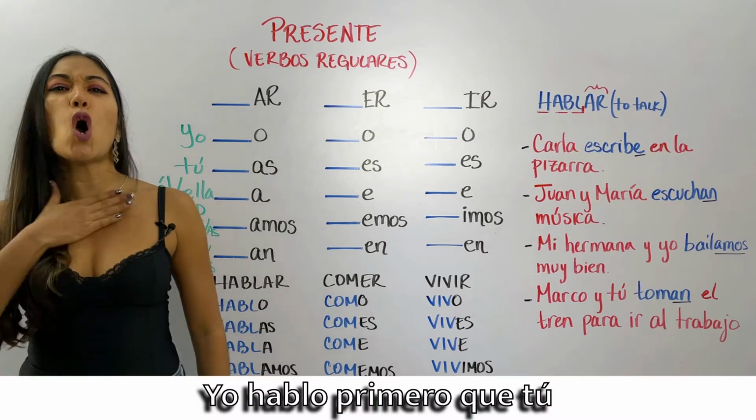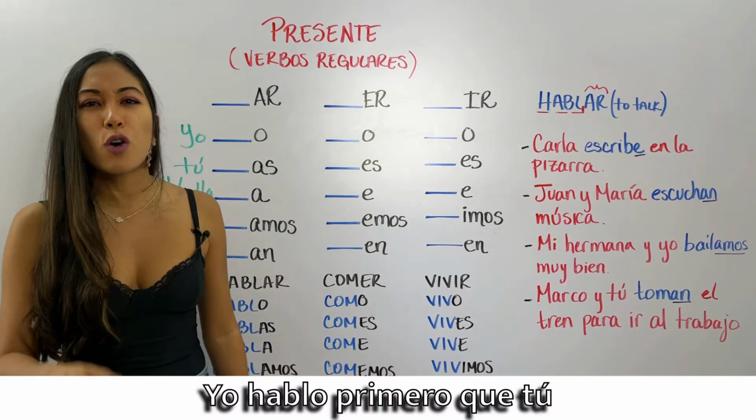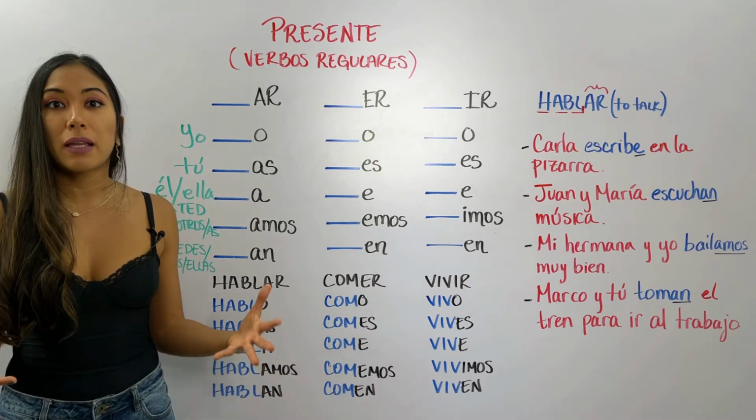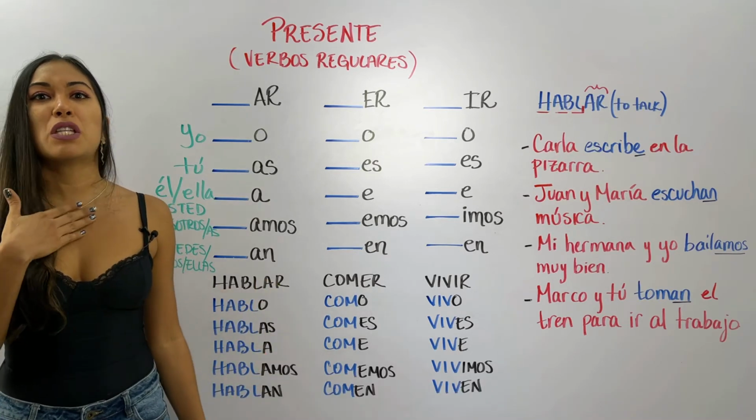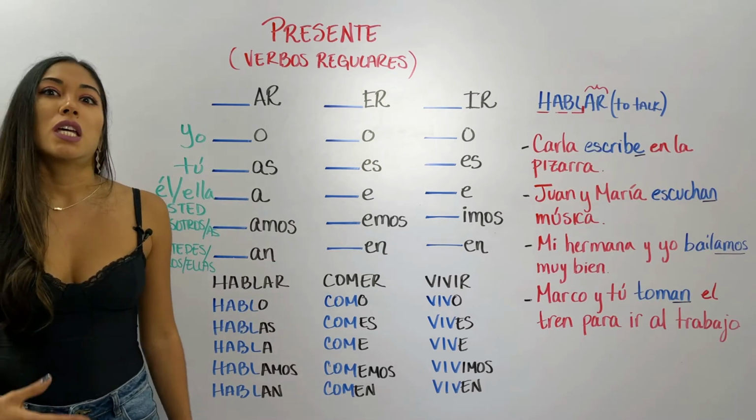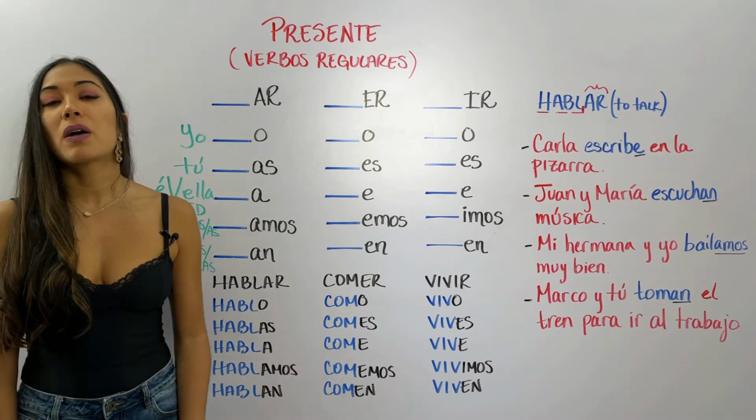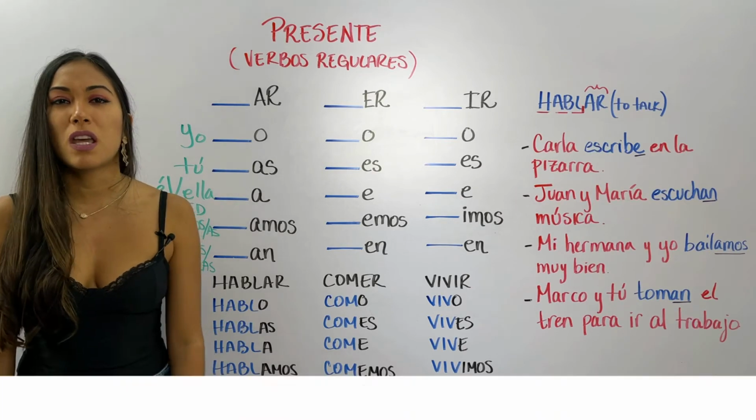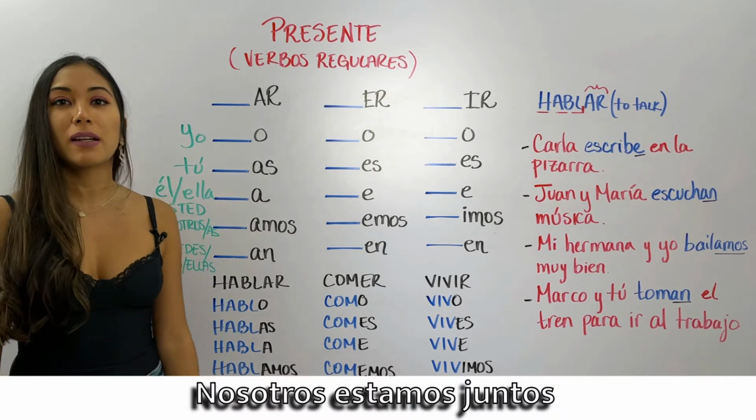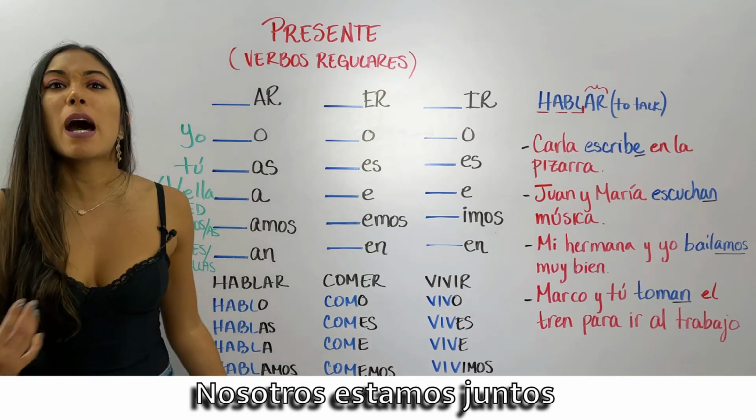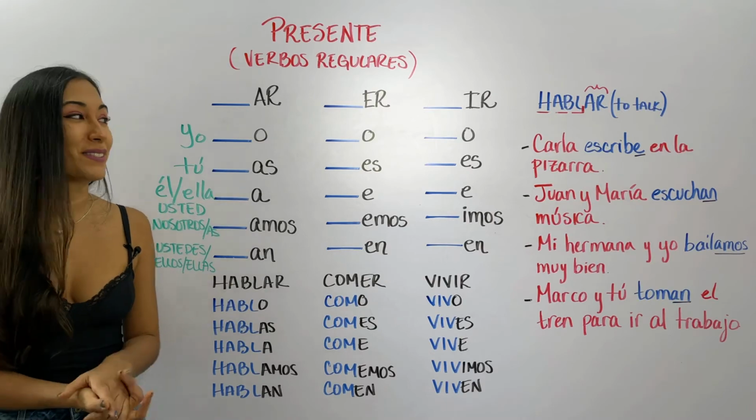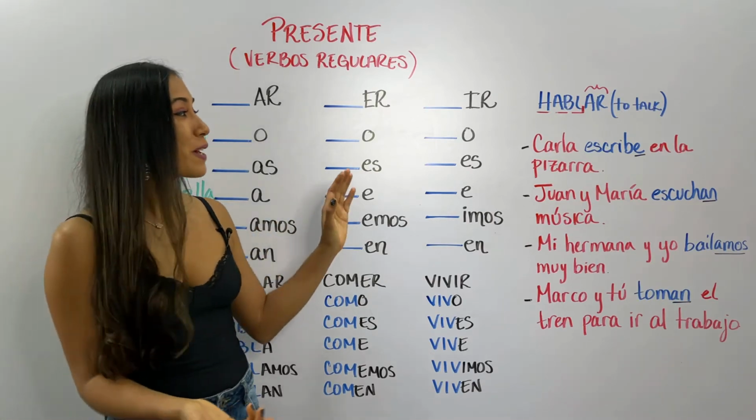So like, yo hablo primero que tú. I speak first than you. Then, okay, emphasizing, I would say yo, but it's not necessary otherwise. If I'm a jealous woman and I want to say, we are together, he's my man, I would say like, nosotros estamos juntos, nosotros, right? It's for emphasizing. Okay, let's see some examples.